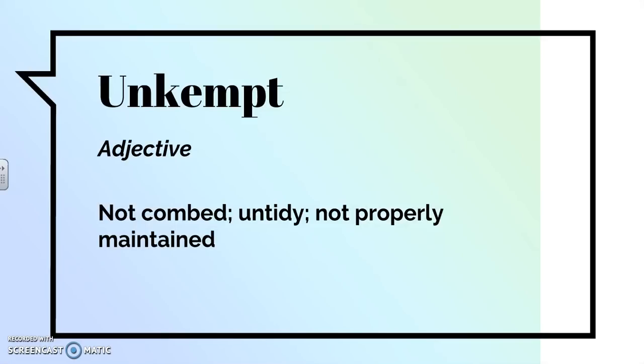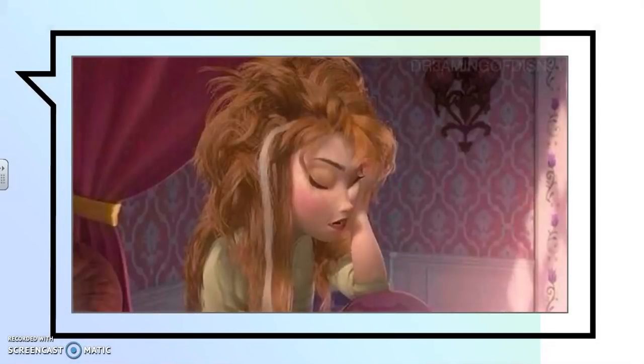Next word, unkempt. Unkempt is an adjective, means not combed, untidy, not properly maintained. Anna in Frozen, when she wakes up on the coronation day, is unkempt. Her hair is a mess. She's got drool around her mouth. It's kind of disgusting. She is uncombed and untidy from waking up.